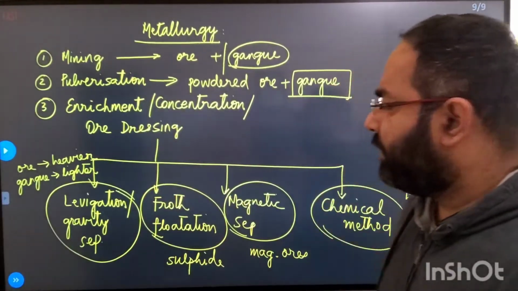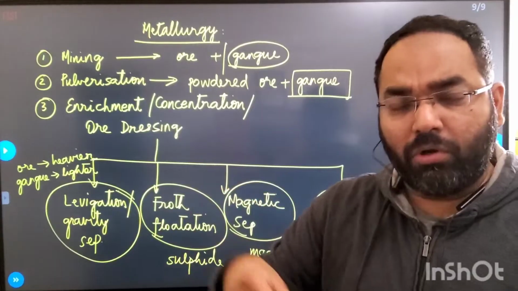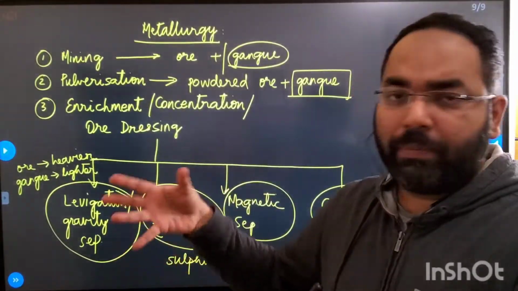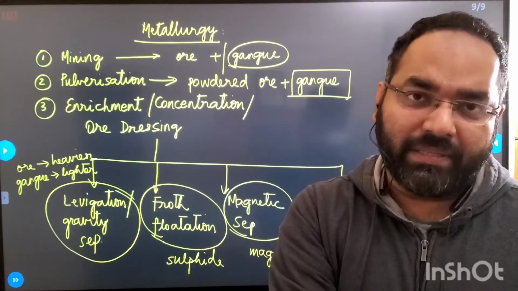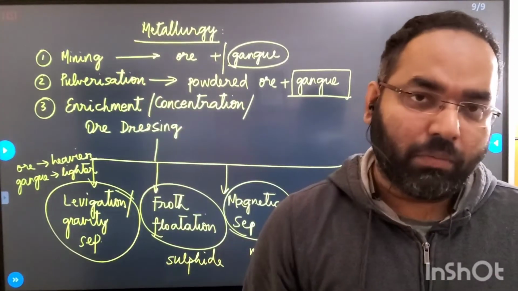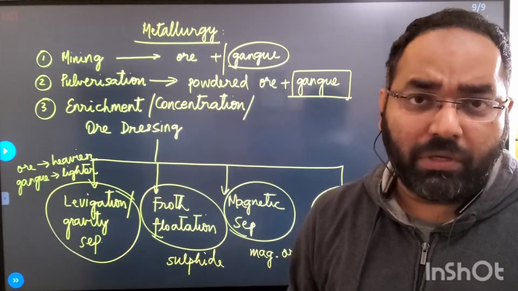For levigation, what we do is we take an inclined surface, we make small gaps in them called grooves, and then we just wash the pulverized ore and gangue down the slope. All the heavy particles get accumulated in these gaps, and all the lighter particles get washed down. You keep repeating it until you'll be in a position to separate both the ore and gangue.